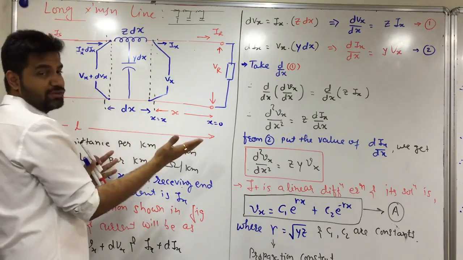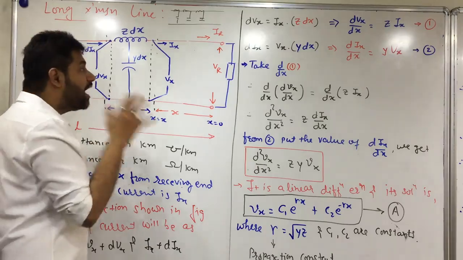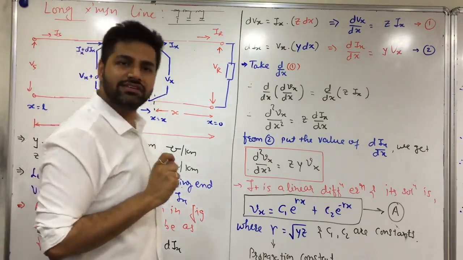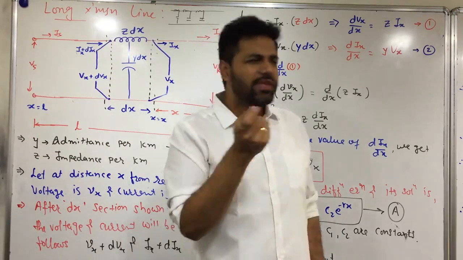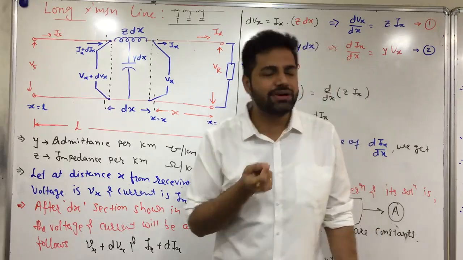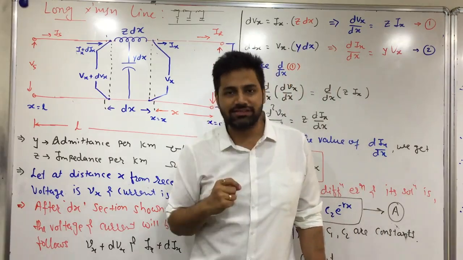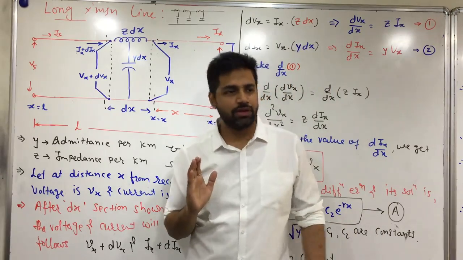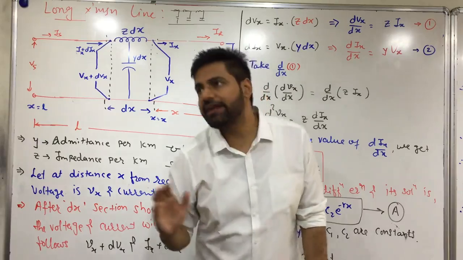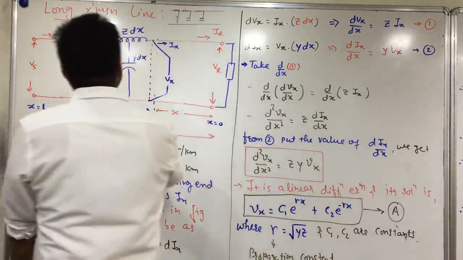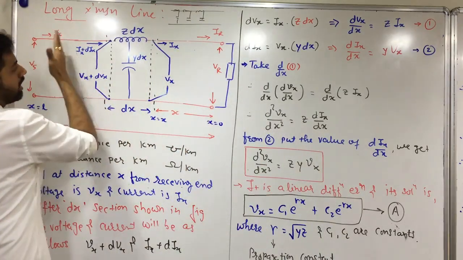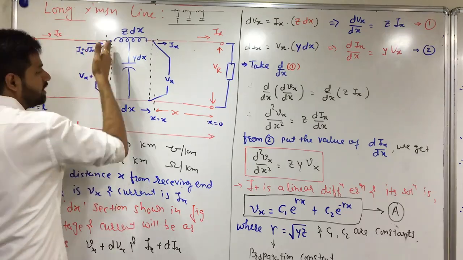Sorry, dx is so big here because I am drawing it to write on it. Otherwise, this is a tiny little distance, where obviously some impedance and some admittance is there. Is it clear to all of you? Clear? Fine. So this transmission line has so many inductors and capacitors.